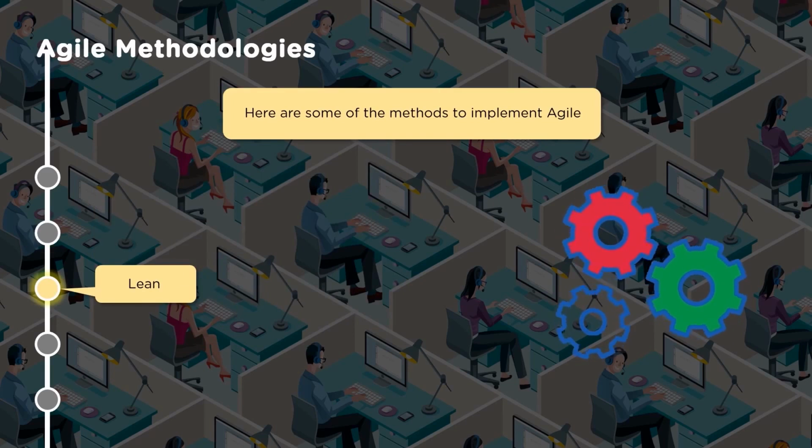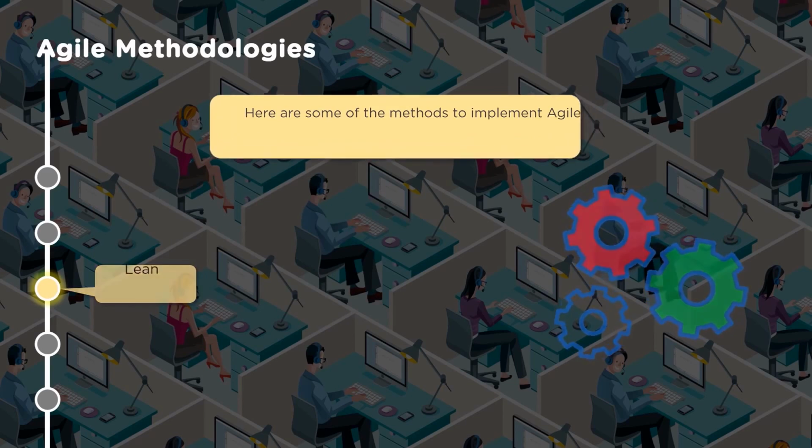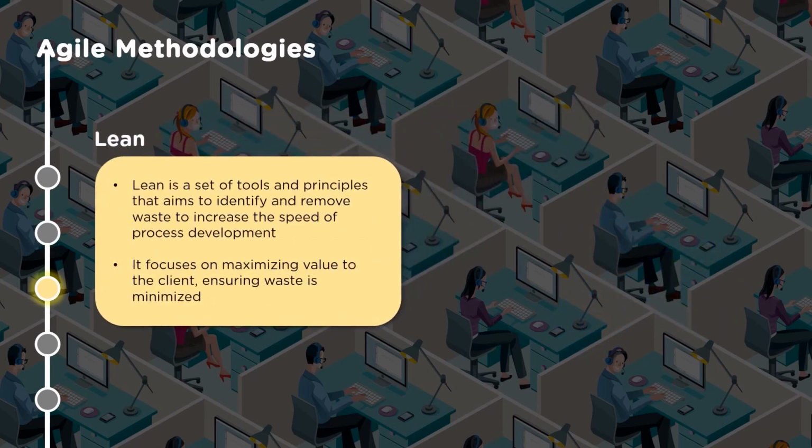So when we say lean, it is very important for us to understand that value is always in the customer's perspective and elimination of waste. These are the two things mainly spoken about. So lean is a set of tools and principles that aims to identify and remove waste to increase the speed of process development. It focuses on maximizing the value to the client, ensuring waste is minimized.